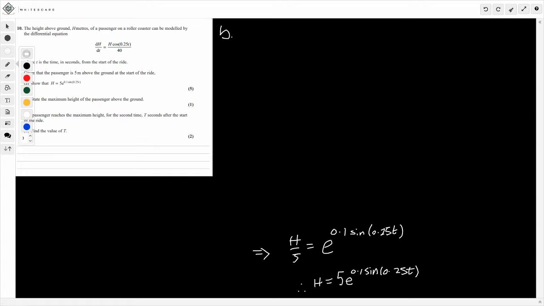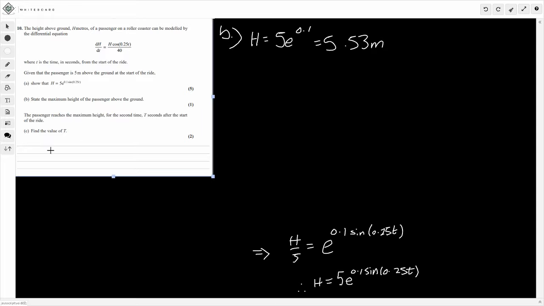So for B, the maximum, so we're in sine here now with this part here. Well, this can only occur when sine is equal to 1. So this is going to be 0.1 times 1. So what we have now is this equation, h is equal to 5e to the power of 0.1. And if you do this on your calculator, this is just going to be the 1 marker. You'll get 5.53 meters. And that's part B done.